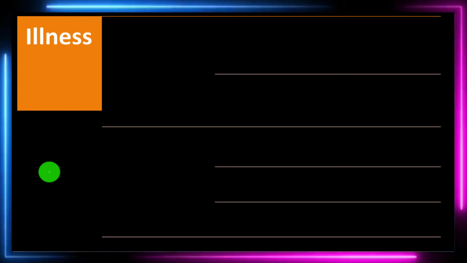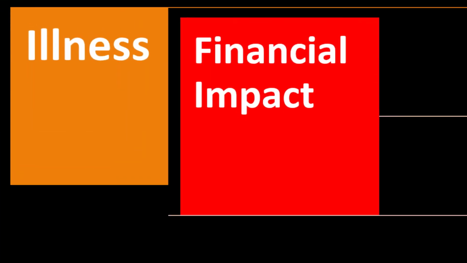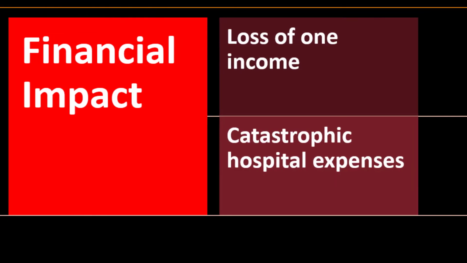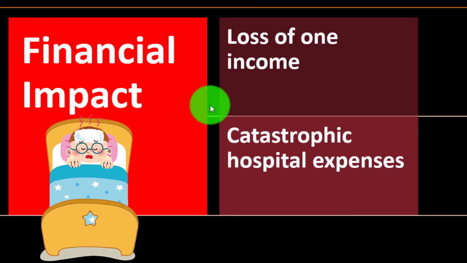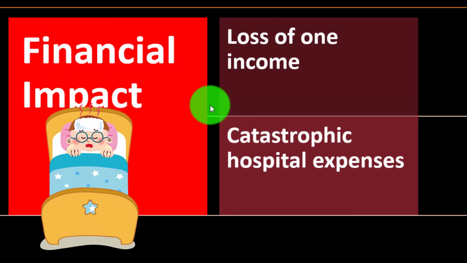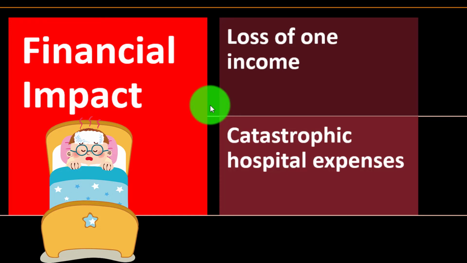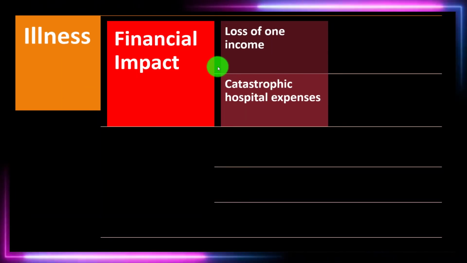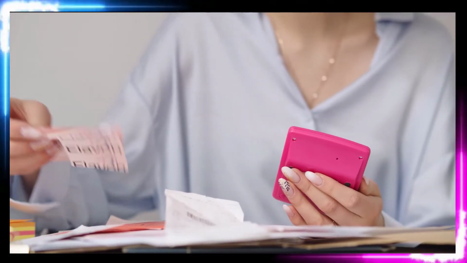On illness, another category, the financial impact. If illness happened, then loss of one income could happen, and catastrophic hospital expenses. So clearly, illness has other costs involved here. It wouldn't be good just to be sick, right? But we can only get compensation from something like insurance, generally in the form of dollars or paying off the expenses.